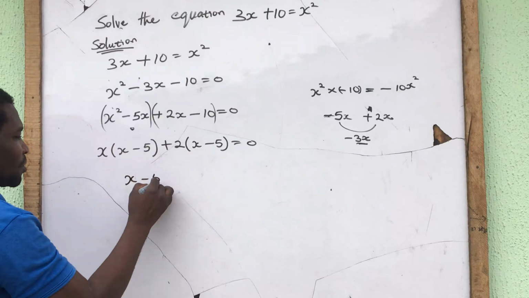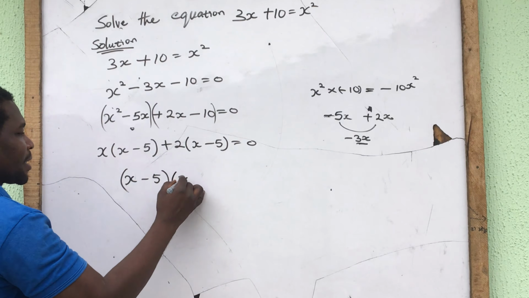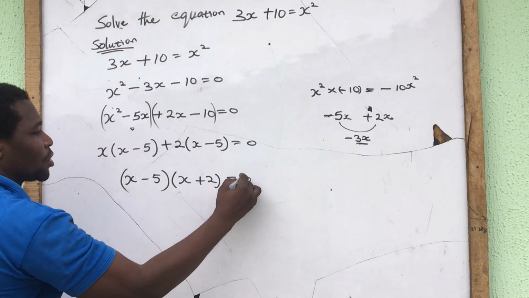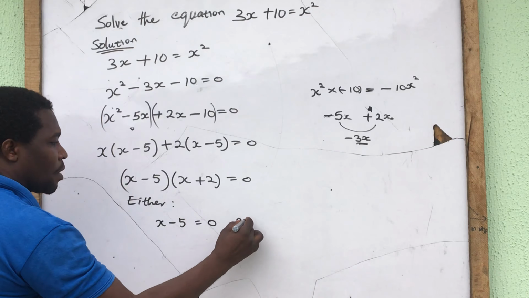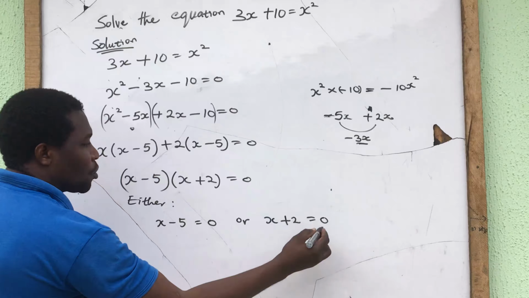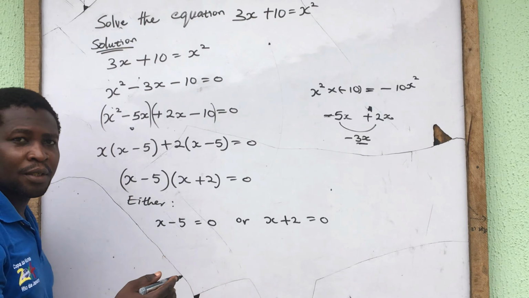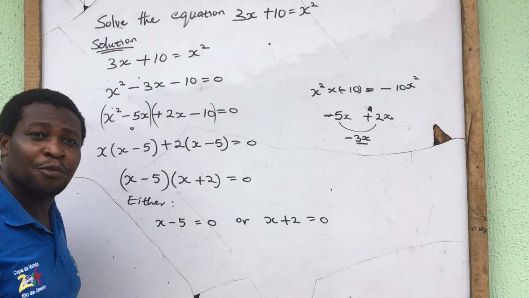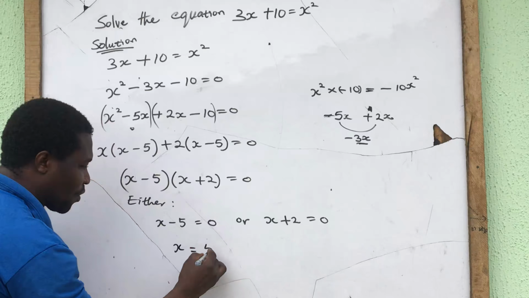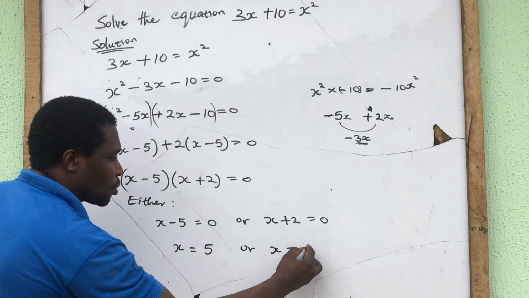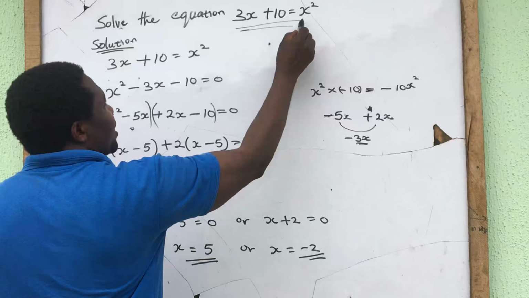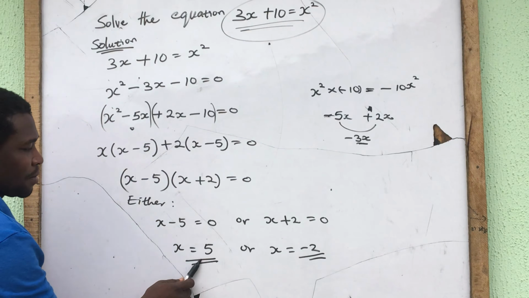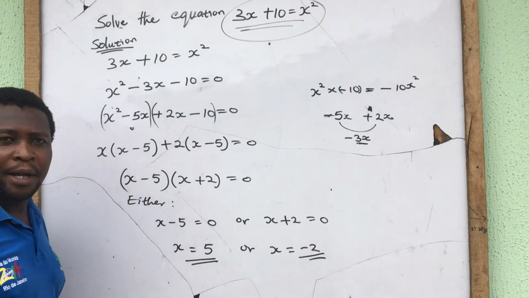So this is x minus 5 times x plus 2 equals 0. So either x minus 5 equal to 0 or x plus 2 equal to 0. So to get the value of x, we make x the subject of the formula. Meaning x equals 5 or x equals minus 2. So these are the roots of this quadratic equation. The roots of this equation: x equals 5 or x equals minus 2.